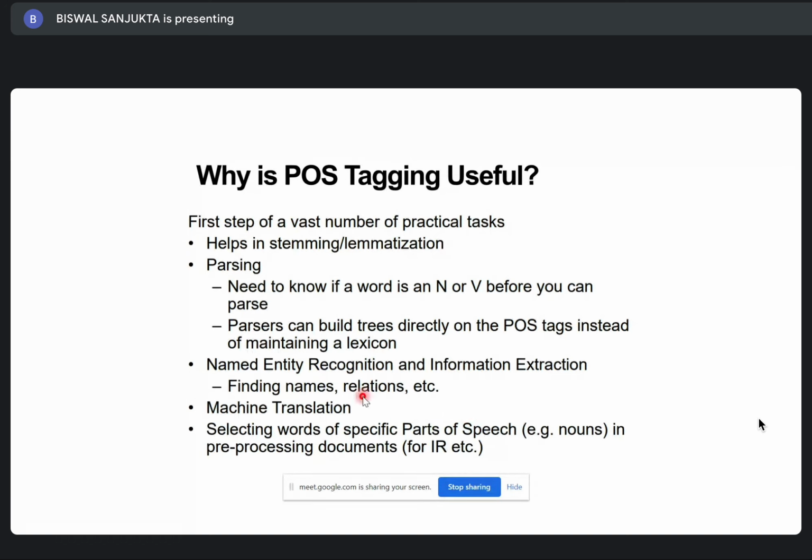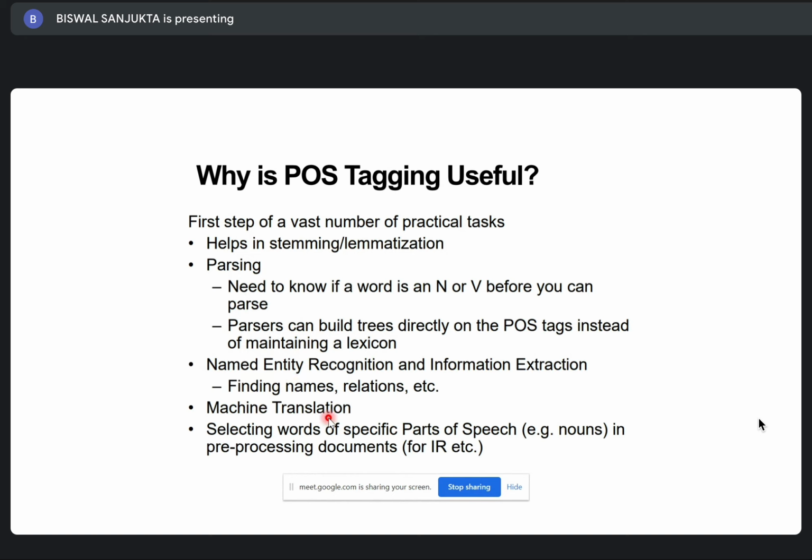For example, if I say 'Sachin is playing cricket', it will identify Sachin as a person's name and cricket as a game. For those kinds of things, I also have to know whether it is a noun, a proper noun, or a verb. So for those things, POS tagging is also helpful.